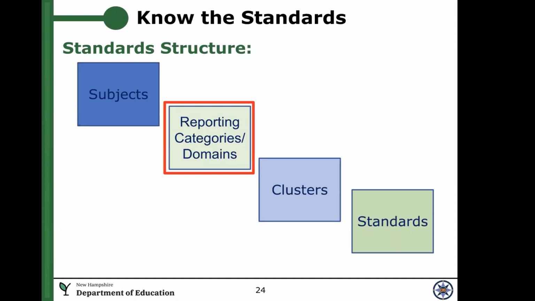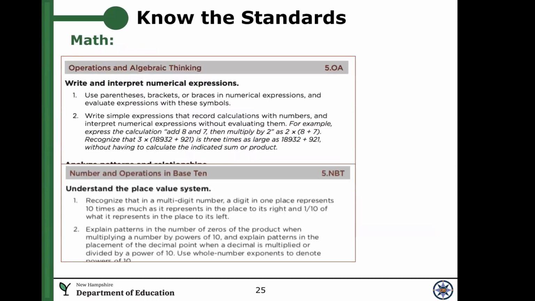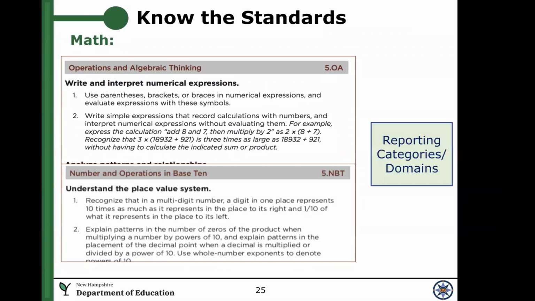So we're going to start first. Our subjects are math, ELA, science. We're going to look at some reporting categories and domains. So some examples for math, this just happens to be 5th grade math. And the reporting categories and domains are what's listed in this gray portion. So if you download the Common Core standards, you have what we call domains of math.